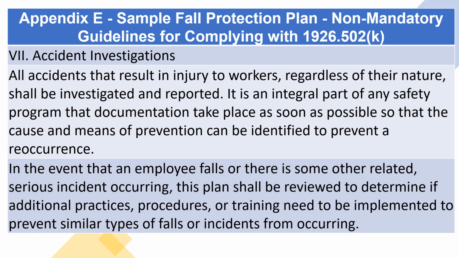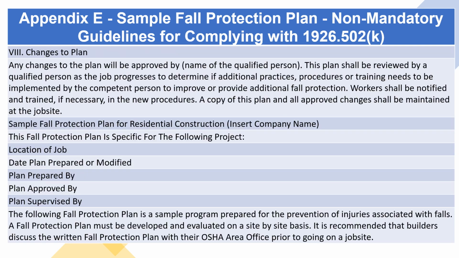7. Accident investigations. All accidents that result in injury to workers, regardless of their nature, shall be investigated and reported. It is an integral part of any safety program that documentation take place as soon as possible so that the cause and means of prevention can be identified to prevent a reoccurrence. In the event that an employee falls or there is some other related, serious incident occurring, this plan shall be reviewed to determine if additional practices, procedures, or training need to be implemented to prevent similar types of falls or incidents from occurring.